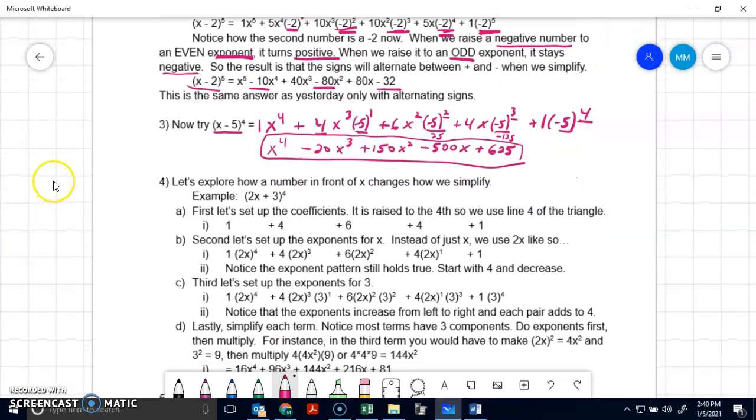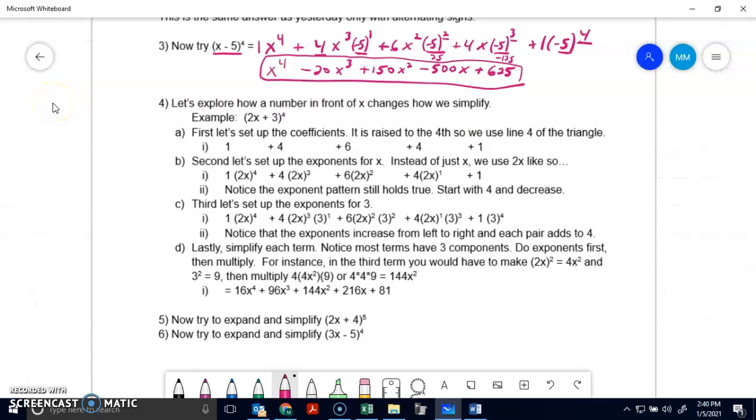We're also going to explore today how to deal with a number in front of x. So, oh wait, it's positive, okay, but there's a 2 in front of that x. I broke this down step by step with each pattern, A through D. First of all, let's set up the coefficients. This is to the fourth power, so I'm going to use the coefficients of 1 plus 4 plus 6 plus 4 plus 1.